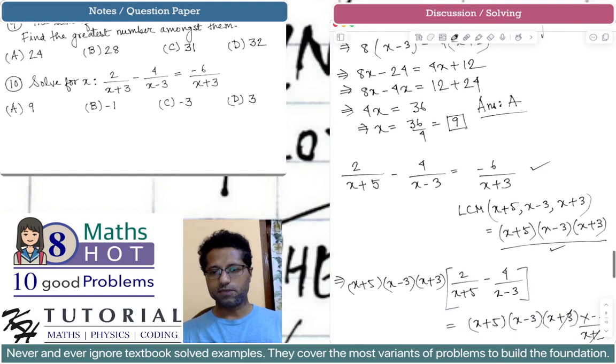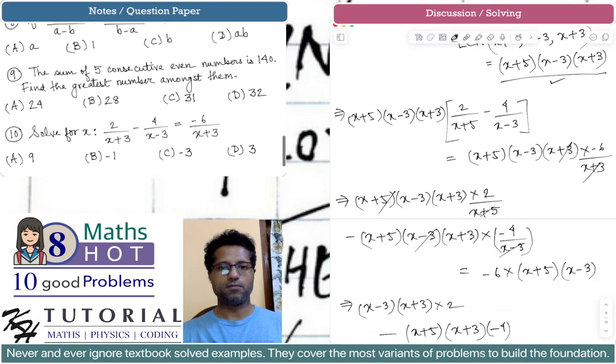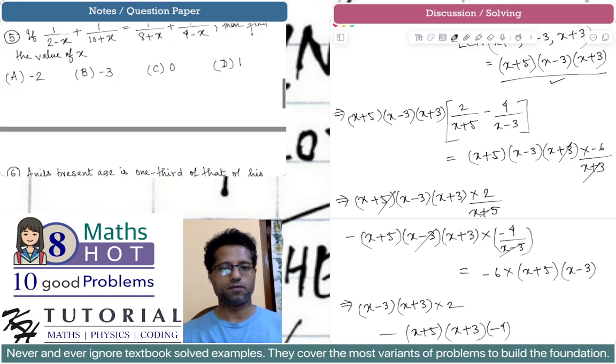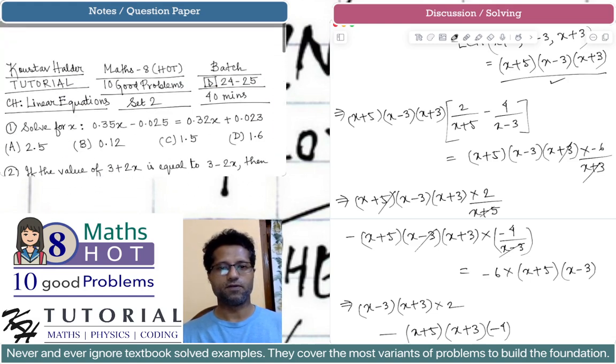Okay, so this brings to an end in solving the problem 10 good problems of set number 2 on the chapter of linear equations in one variable.